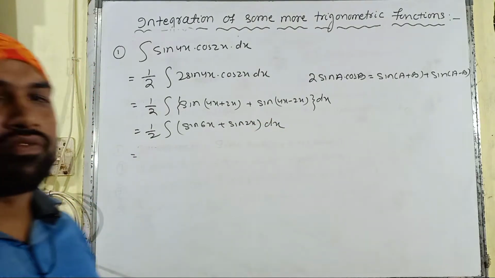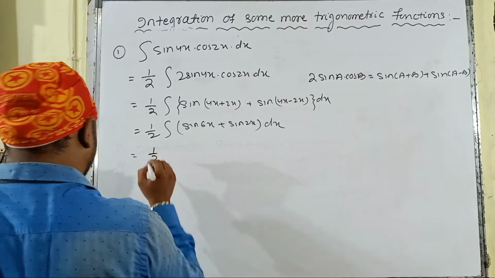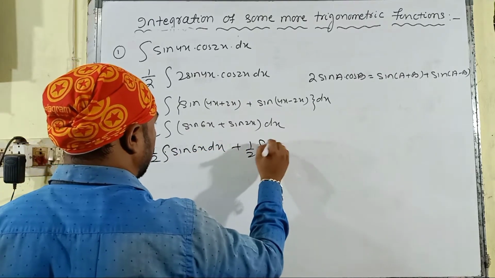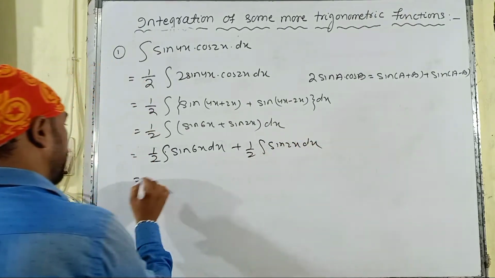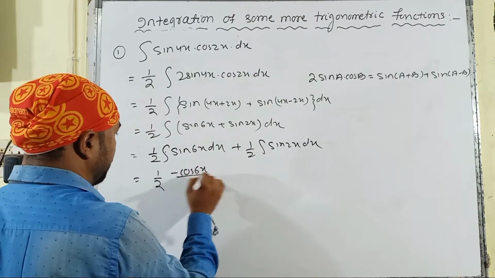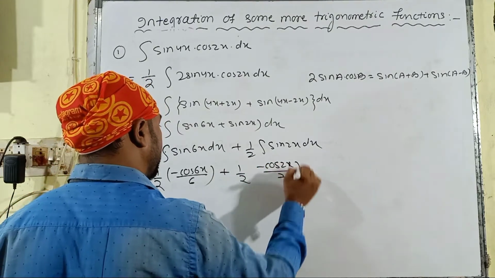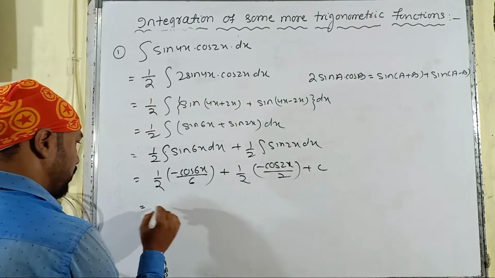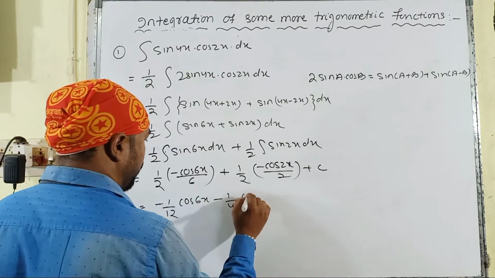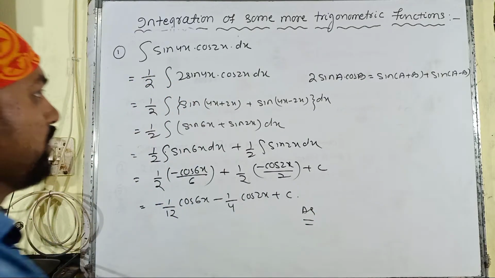Then we use the algebra of integration, that means we separate the integration, and that will be 1 by 2 integral of sin 6x dx plus 1 by 2 integral of sin 2x dx. Then it will be 1 by 2 times the integral of sin 6x, which is minus cos 6x divided by 6, and the integral of sin 2x, which is minus cos 2x divided by 2, plus any constant c. Just by solving here we get minus 1 upon 12 cos 6x minus 1 upon 4 cos 2x plus any constant c, and that is the answer for the given problem.